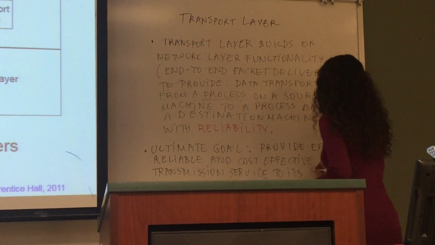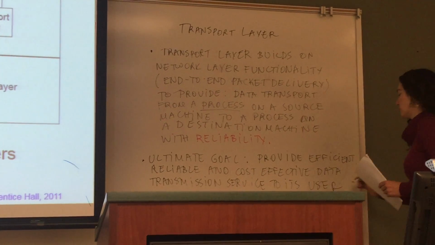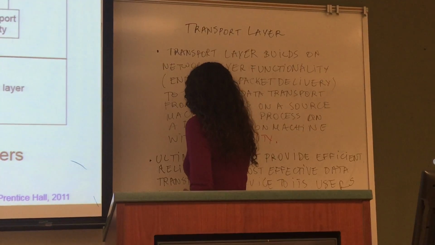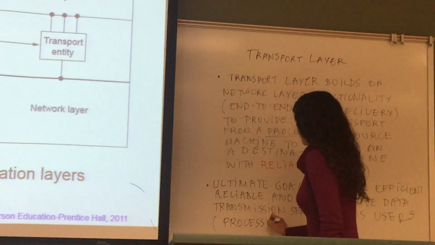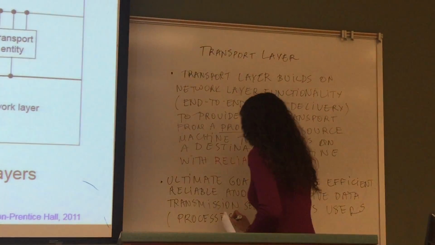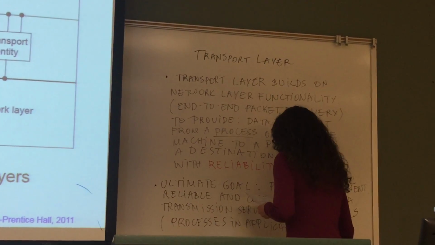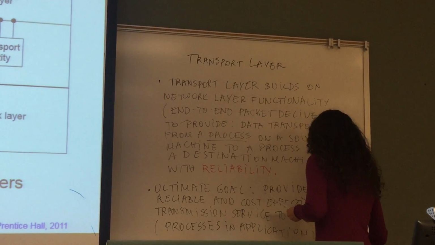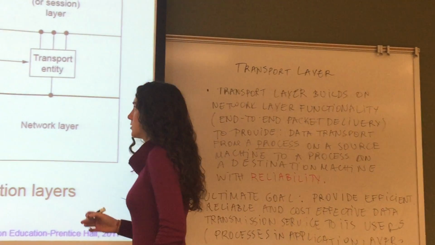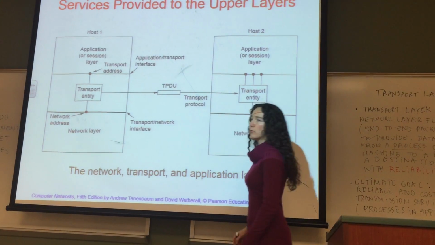To whom? Provide data transmission service to whom? Who are the users? These are the processes, right? They are running applications, the application layer processes. The software or hardware which provides these functions is called the transport entity.